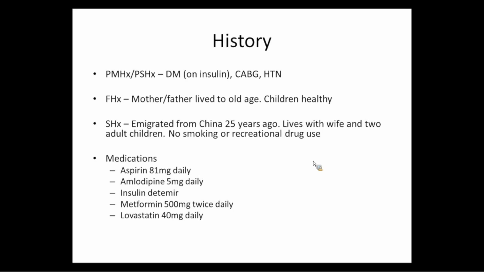He's on insulin. He had a CABG, and he also has hypertension. Family history-wise, his mother and father lived to a very old age with no known medical problems until then. He's got two children who are healthy. He immigrated from China 25 years ago. No major important social history. He lives with his grown children and his wife here in the city. These are his medications. He's on aspirin, amlodipine for the high blood pressure, insulin and metformin, and he takes a statin as well.